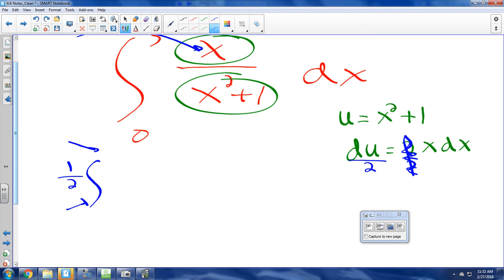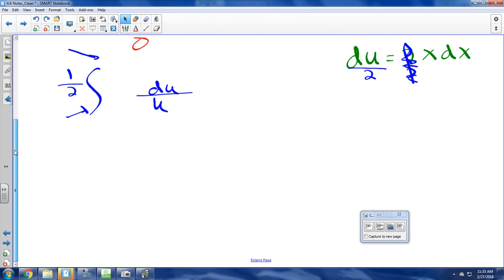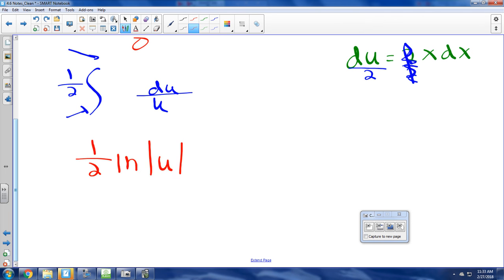I have the 1/2 for my du over 2, and I have du over u, I guess, is really what it is. Because if you think about it, the x dx is kind of on the top, and x squared plus 1 is kind of on the bottom. Now what we need to do is just know that du over u integrates to ln of the absolute value of u. Piece of cake. So we have 1/2 ln of the absolute value of u plus c.